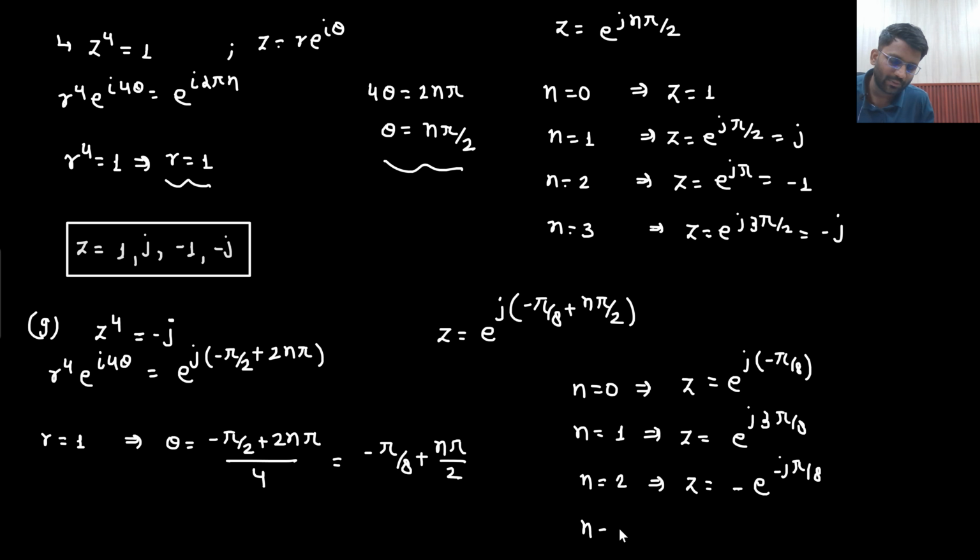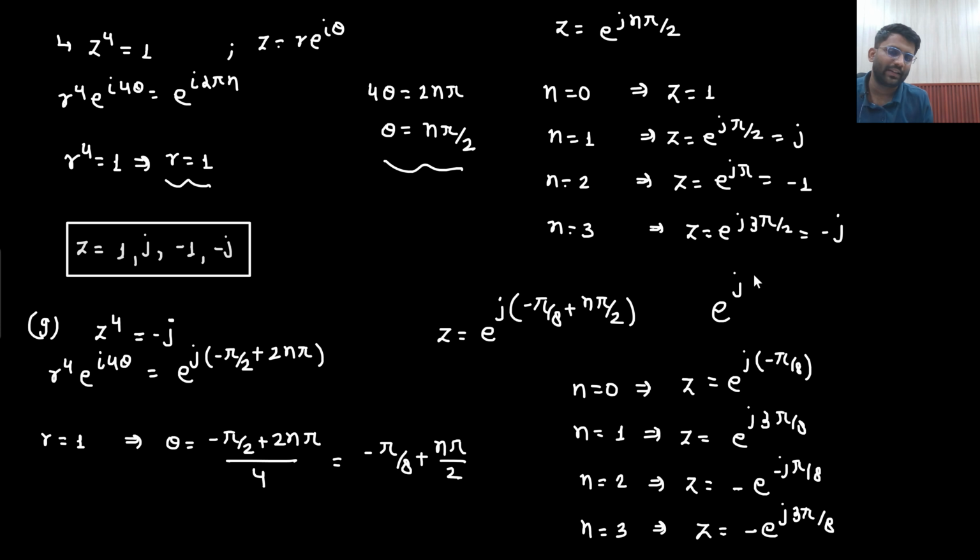And if I put n equals 3, what answer will I get? If I put n equals 3, then 3 pi by 2 minus pi by 8. This answer would be nothing but minus e to the power, and this will be the answer. Now it's up to you how you will understand it. Can you understand it on your own?